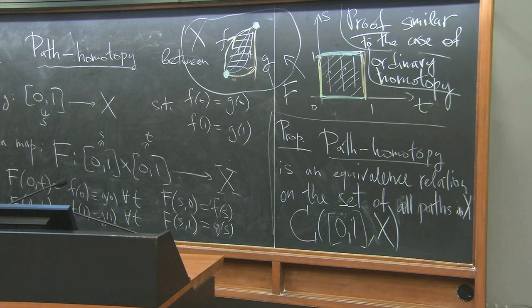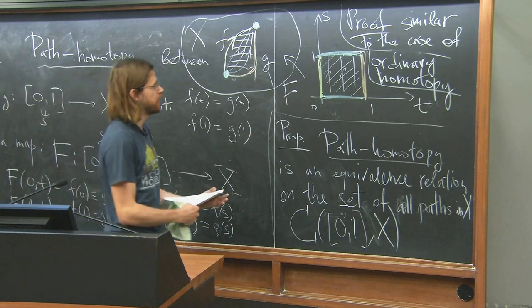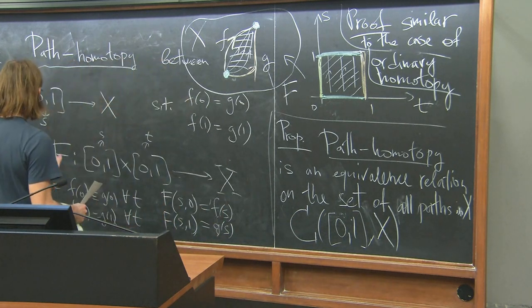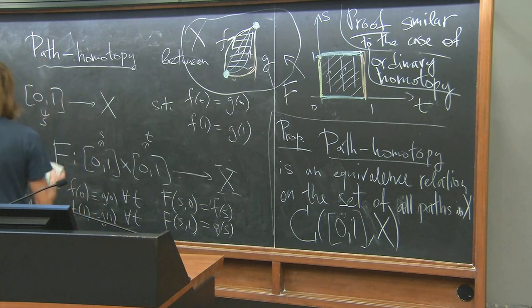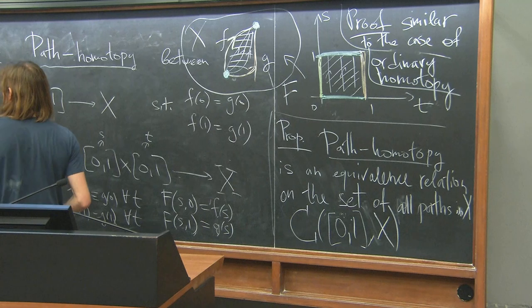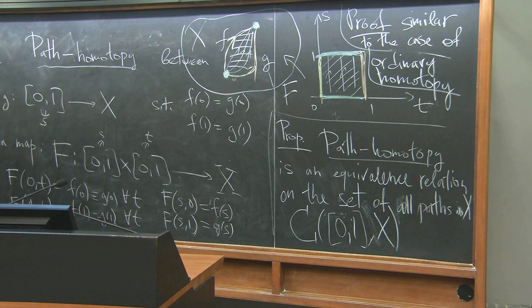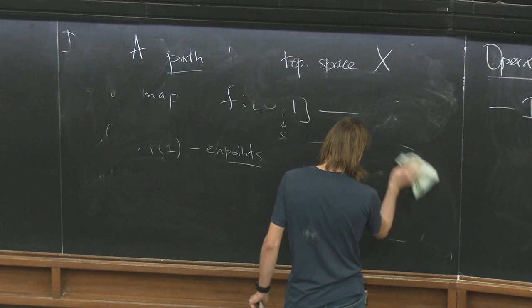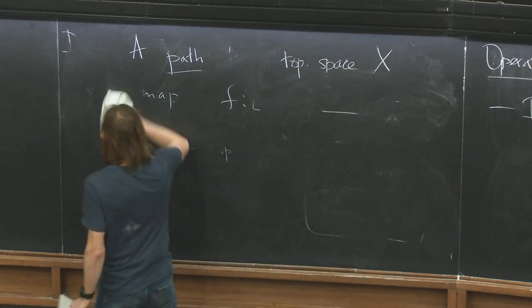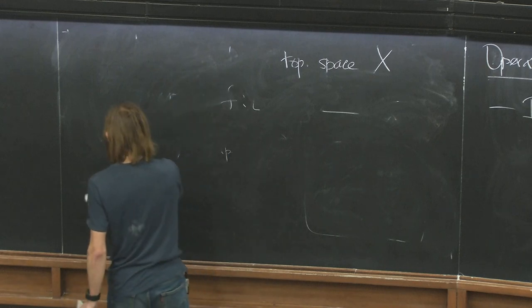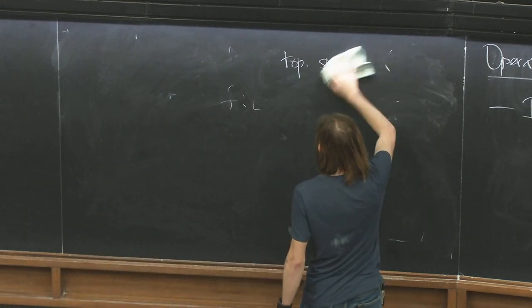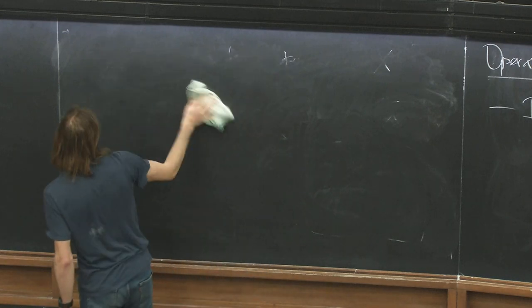Okay, so now we have defined this equivalence relation between paths, and now we want to show how these operations, which we just defined, behave under this path homotopy, because we will need these operations to define a group structure on the space of paths. And we also want to quotient this space of paths with respect to homotopy.